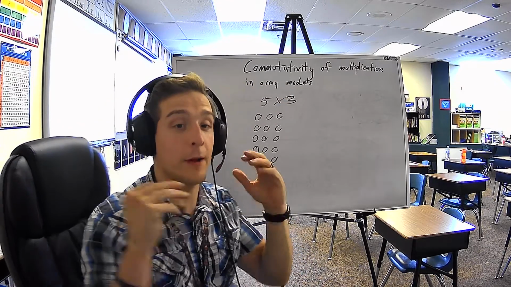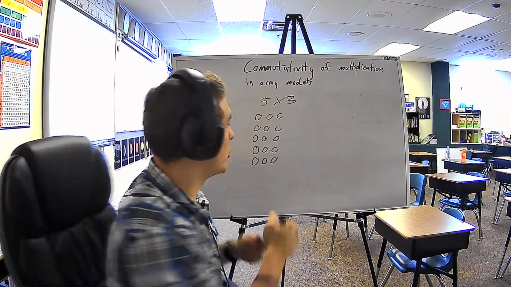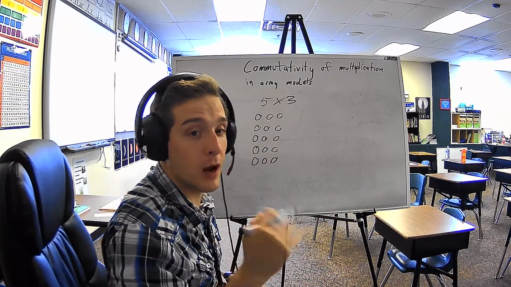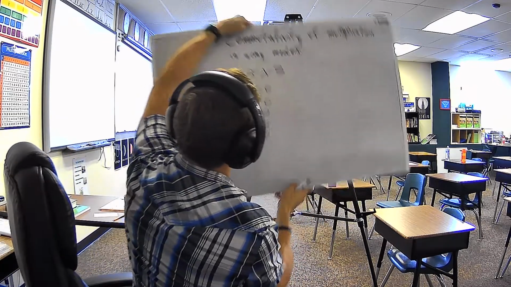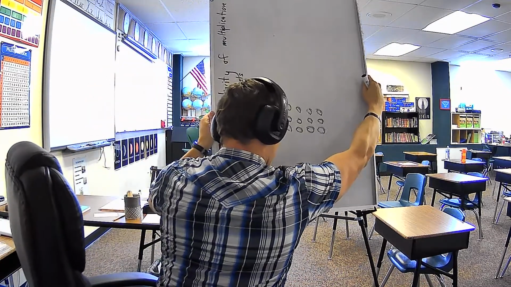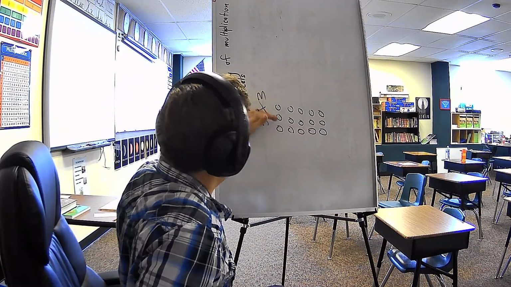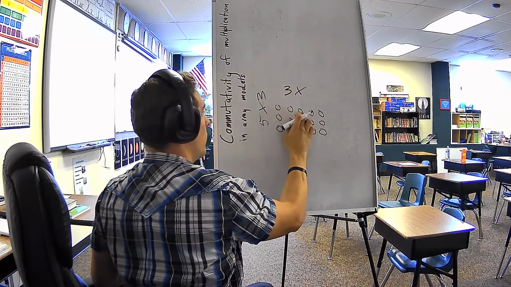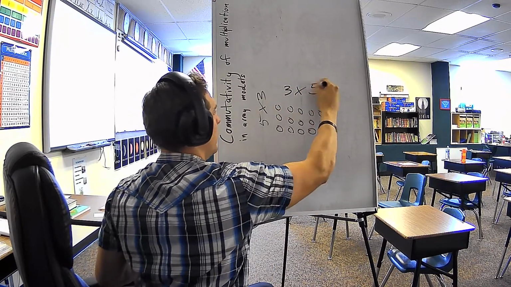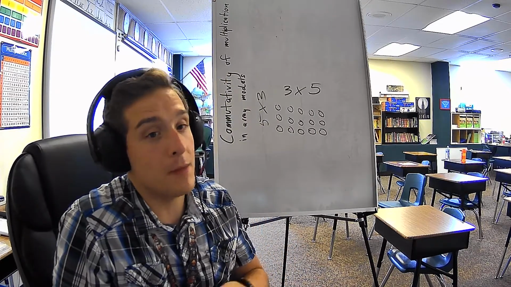Now, if I'm correct on this, if I take this board and I turn it, it should be 3 groups of 5. Let's double check real quick. We grab the board, we flip it all the way around, and we double check. We have 1, 2, 3 groups with 1, 2, 3, 4, 5 in each group. So it works. And this will work every single time in multiplication.